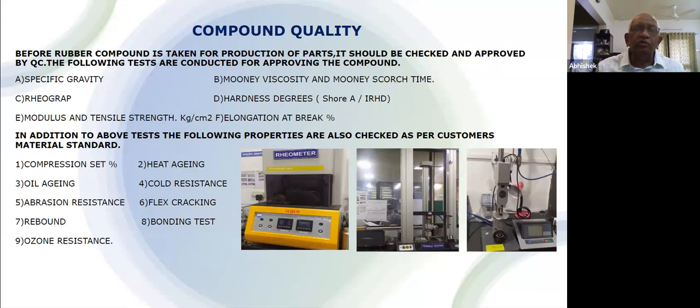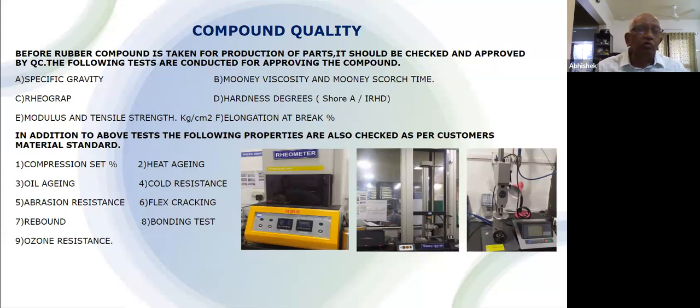Bonding test. This particular test is important for rubber-to-metal or rubber-to-textile products, because the bond has to be very strong. If the bond is loose, then there is a separation of rubber and metal or rubber and textile, and the product will have a premature failure.